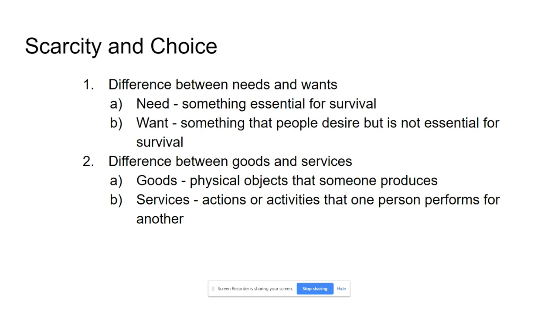Services, then. So again, we're going to jump down to part B before we go into examples. Services are actions or activities that one person performs for another. Okay. And again, just like with needs and wants, there can be overlap with these two things, and we'll get into that here in a minute.